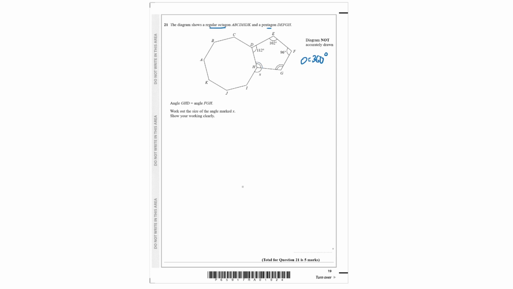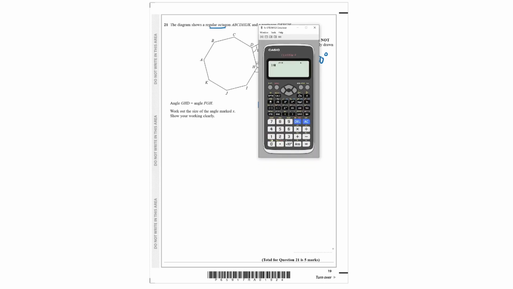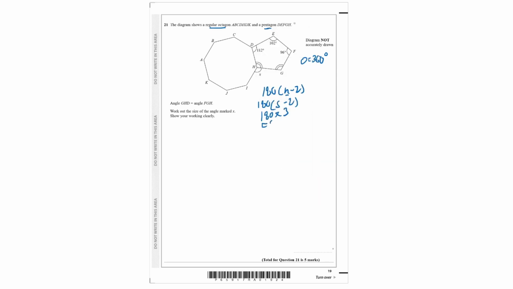Now we can see that a pentagon is given here and some of the angles are given. So we can use the formula 180 times (n minus 2) to find the sum of all the angles inside a given polygon. Since this is a pentagon, it has 5 sides, and n is the number of sides. So this is 180 times (5 minus 2), or 180 times 3. We can put this into our calculator. 180 times 3 gives us 540. So this is 540 in total for the pentagon.